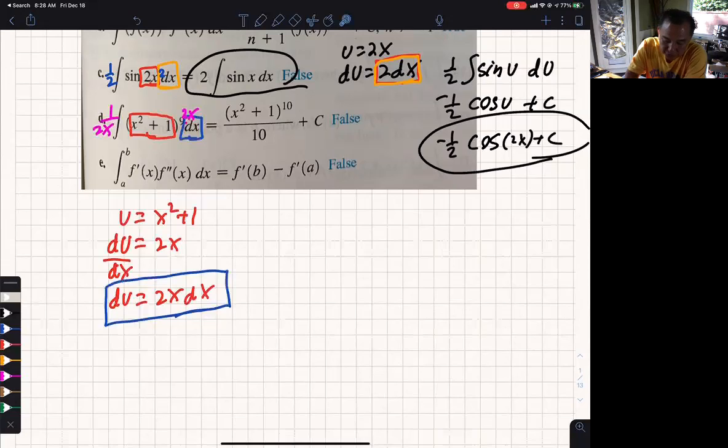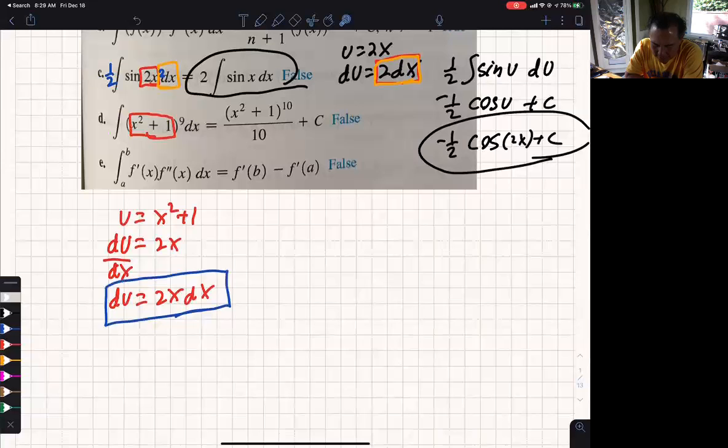So if you did that, you're stuck with an x inside here and you're in trouble again. So that's not going to work. So in this case, there's no way I'm going to get the 2x dx because I'm missing the variable x. And because I can't do that, I can't use substitution, and therefore I can't do this problem. So D is false. You can't just add 1 to the exponent and divide by that because I don't have the du here.